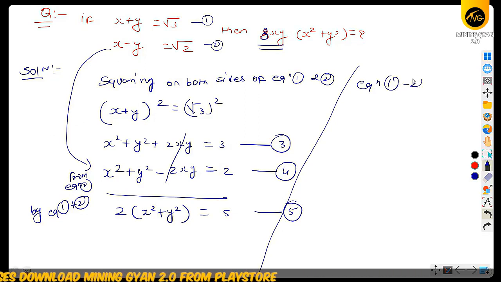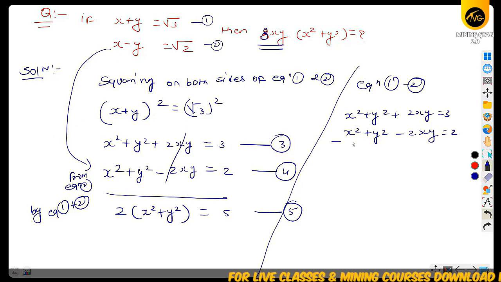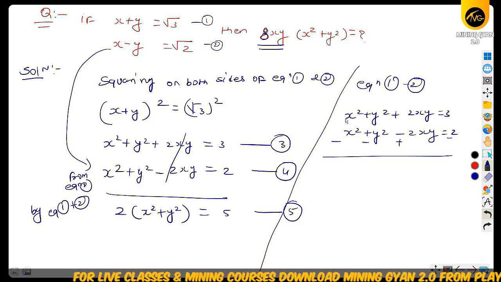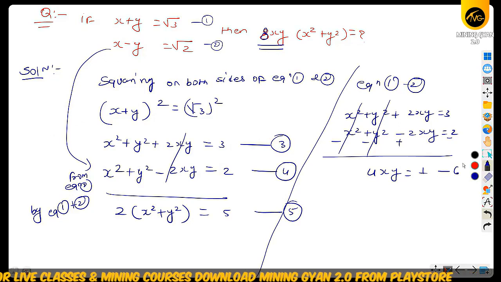Now just do equation 1 minus 2. Then x square plus y square plus 2xy is equal to 3. Now x square plus y square minus 2xy is equal to 2. Now plus and minus will be cancelled. Now 2xy minus minus 2xy, that means 4xy is equal to 3 minus 2, it means 1. So this is equation number 6.